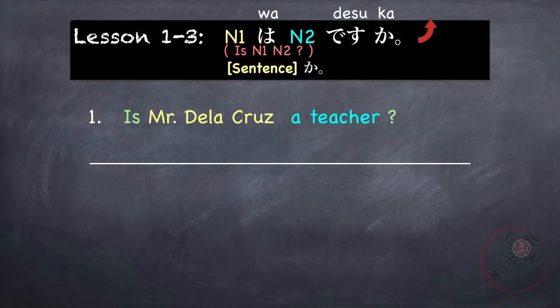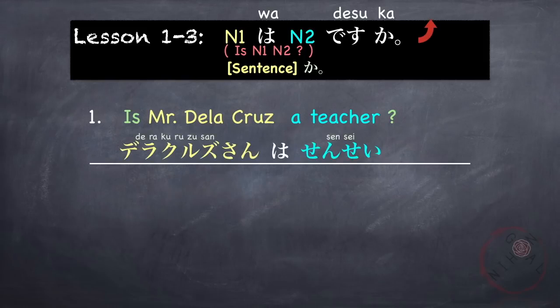Let's take a look at this example. Is Mr. De La Cruz a teacher? So, using the N1 wa N2 desu pattern, let's write De La Cruz-san wa sensei desu. This is the affirmative form of the sentence. If we want to make this a question, all we have to do is add ka at the end. The sentence now becomes, is Mr. De La Cruz a teacher? With the rising intonation. So how do you answer this question?